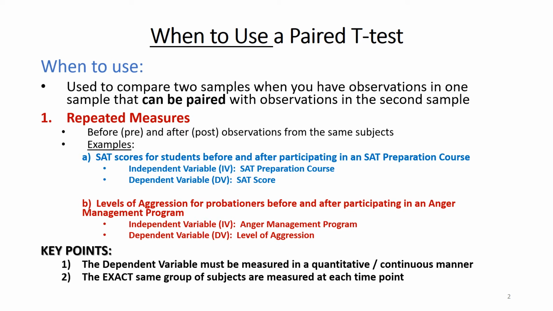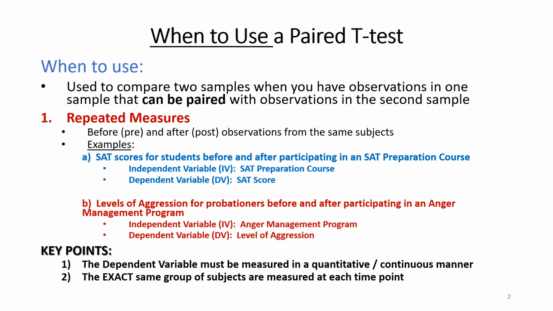A second example of this would be looking down under B in the red. We may design something where we're trying to assess a change in level of aggression for individuals who are on probation who have been assigned to an anger management program. Once again, if we want to know whether or not that anger management program is effective at all, we may do a baseline pre-test measurement of their level of aggression, send them through the anger management program, and then after they complete it, measure their level of aggression again. And once again, the focus of analysis is looking to see, do we see a change in their level of aggression?